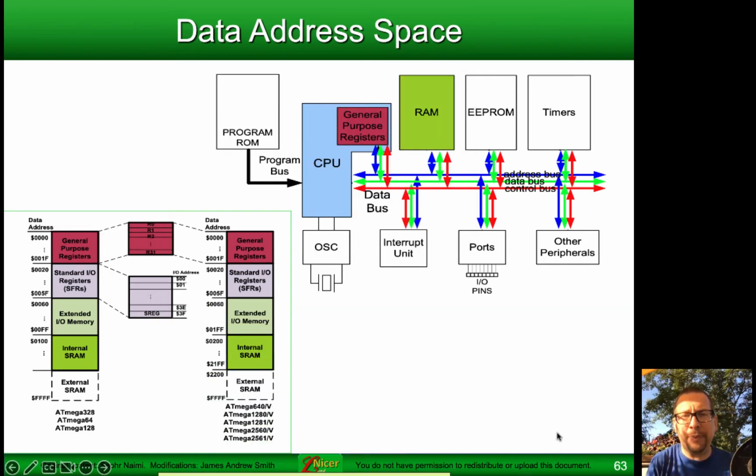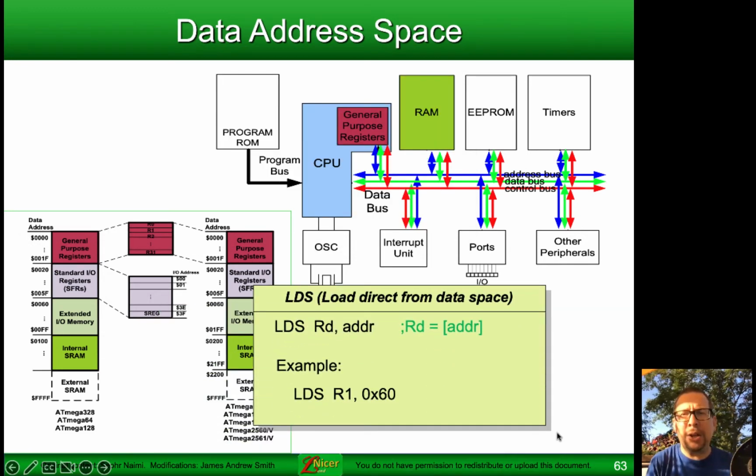Okay. Let's try another example. Load direct from data space. So I have data that's in my data memory, and I want to load it into a register. So I want the LDS command. So LDS space, and then Rd, which is the register I want to store the information into, comma, and the address of the data that I want to bring in, in the regular data space.